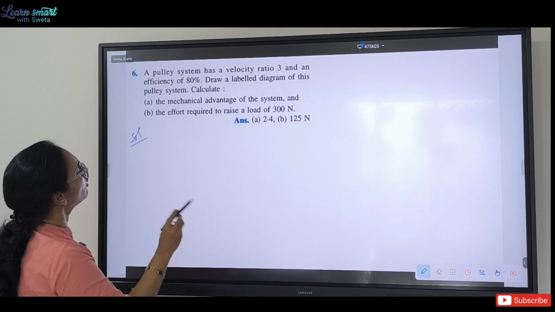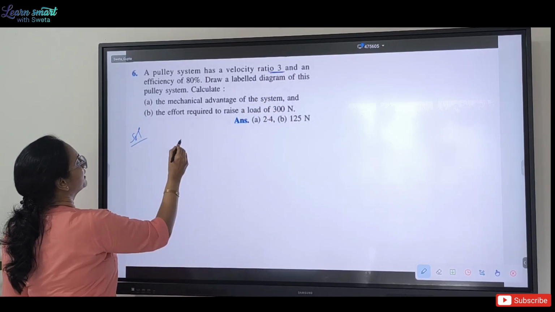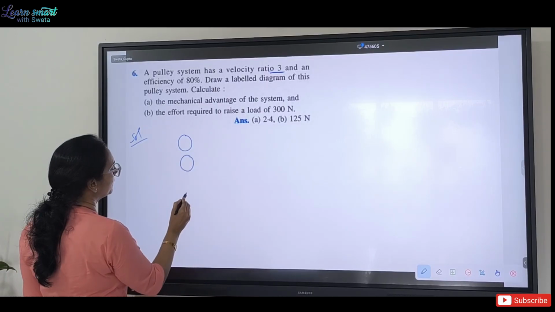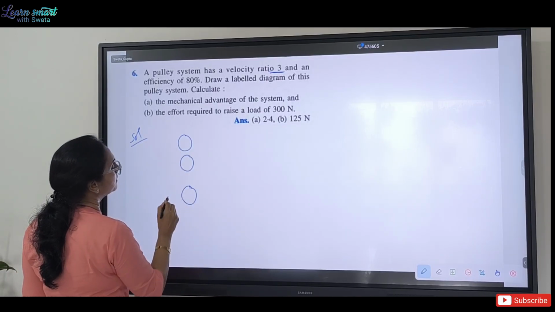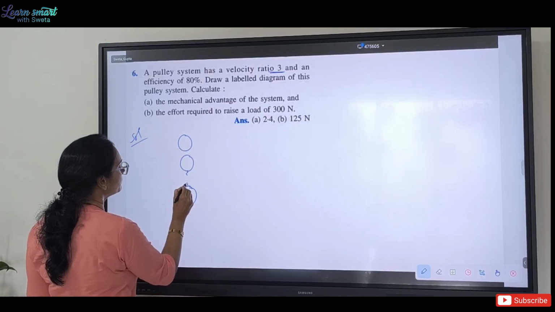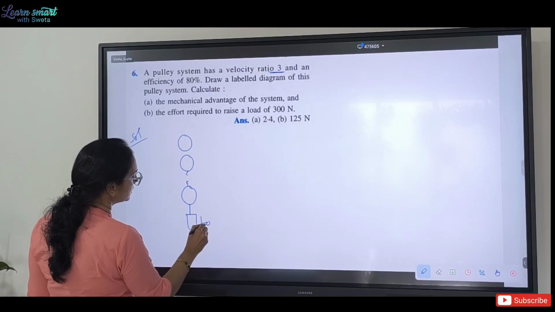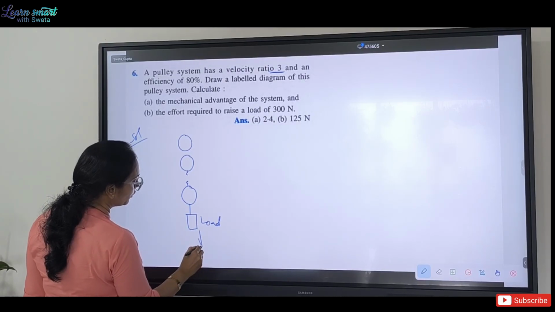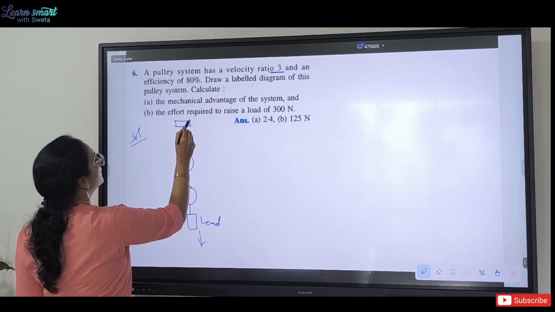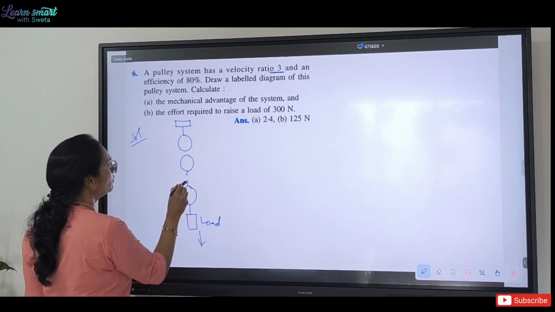So if velocity ratio is 3, we can draw the diagram with 3 pulleys: 2 pulleys up in the top block and 1 below. We can draw the hooks, and here you can draw the load. The down arrow we should show for the load. Here you should draw the support, and now you should draw the tackle. How will the tackle, that means the thread, go?